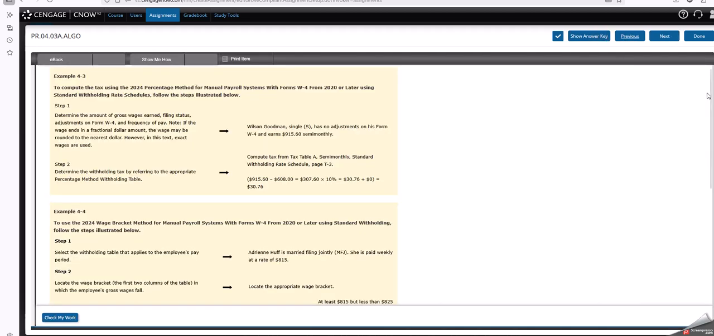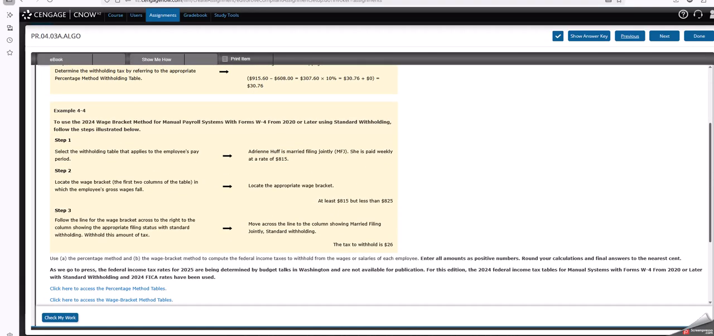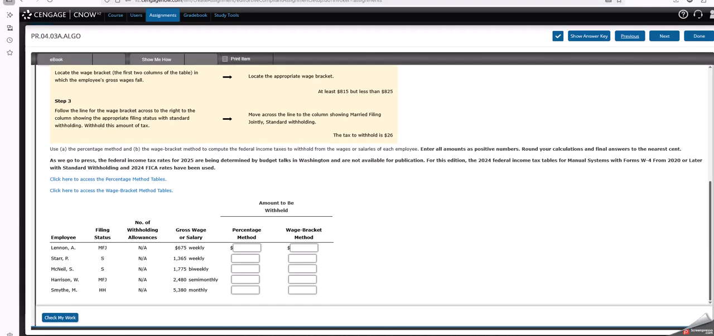Okay, I'm gonna hide it at least to start. Okay, so then they come down here, and I'm not going to do all of them for the sake of time. I'll do a couple of them. So they want us to calculate the federal income tax using the percentage method and then using the wage bracket method. So for this first one, A. Lennon is married filing jointly and makes $675 a week.